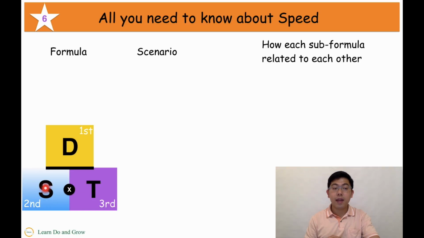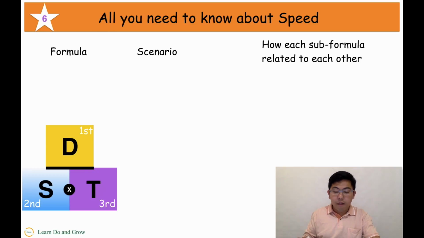What if I want to find S, speed? Then I block speed. What do you see? You see D divided by T. If you want to find T, I block T. You will see D divided by S. So this is the main formula. And of course, if you want to find average speed, meaning average speed is S, total distance divided by total time. Okay?